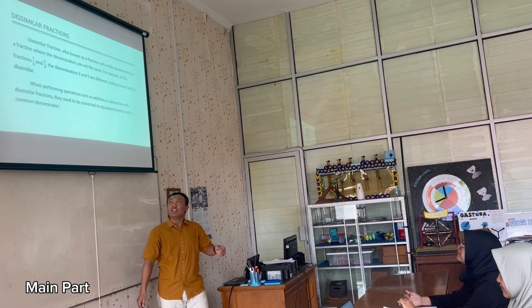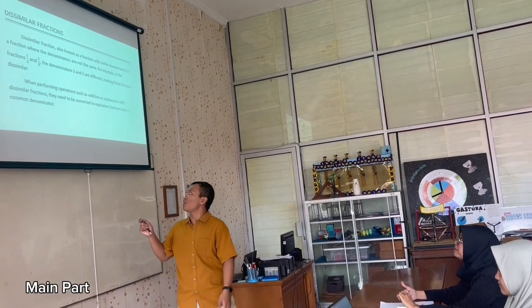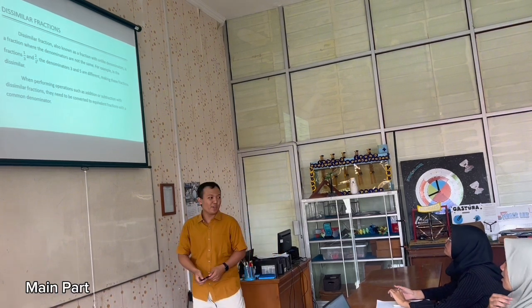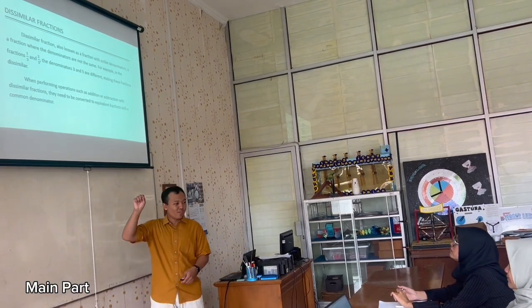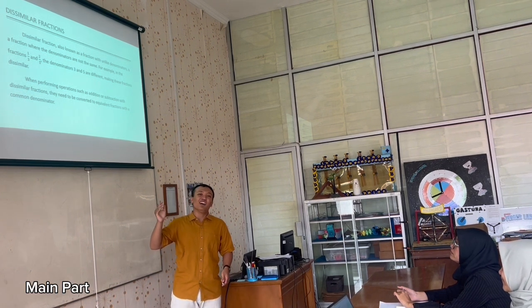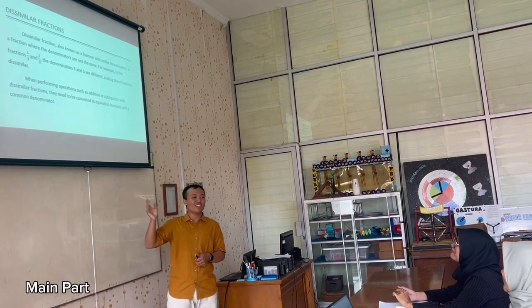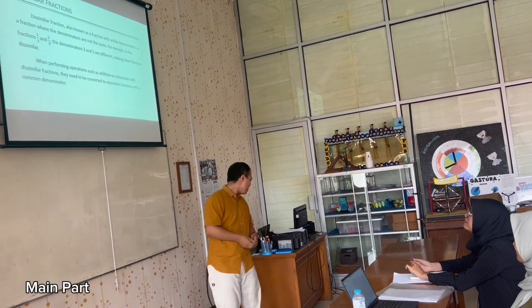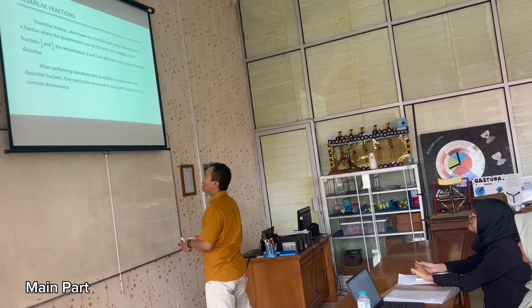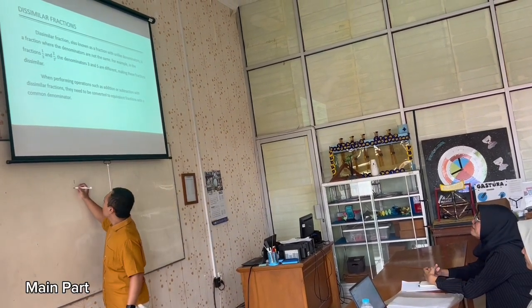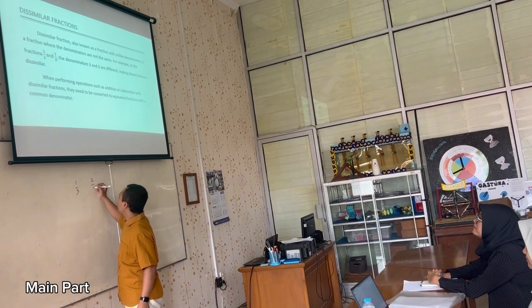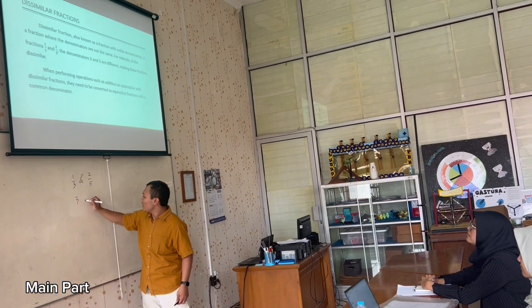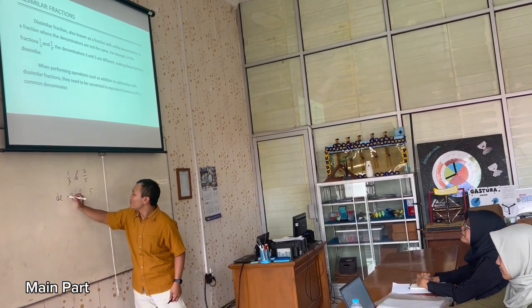Okay, so here, dissimilar fractions. Let's start with the definition first. Dissimilar fractions, also known as fractions with unlike denominators. The numerator is on top, the denominator is at the bottom. It's a fraction where the denominators are not the same. An example is 1/3 and 2/5. The denominators are not the same, right? There's a 3 and 5.